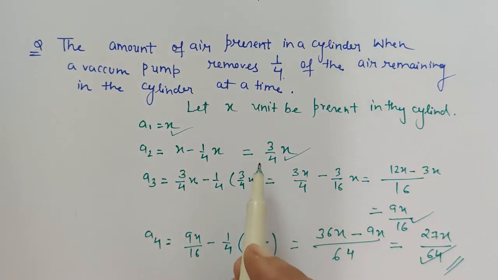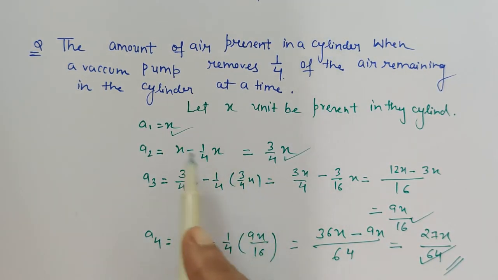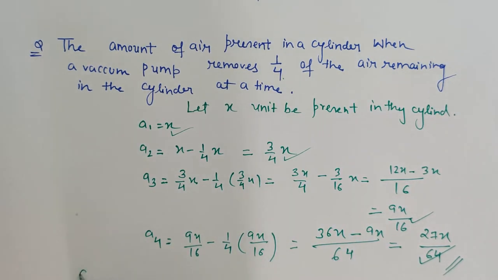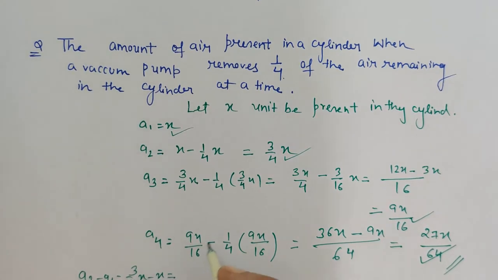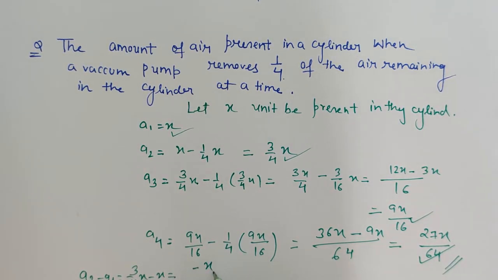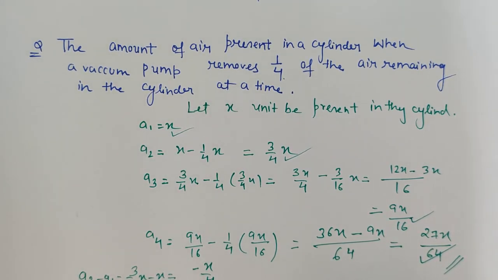Now if we want to find the difference, do they have a common difference? When I check A2 minus A1, I get 3/4 x minus x, which is minus x/4. When I see A3 minus A2, it is 9x/16 minus 3/4 x, which is 9x minus 12x over 16, it is minus 3x/16.